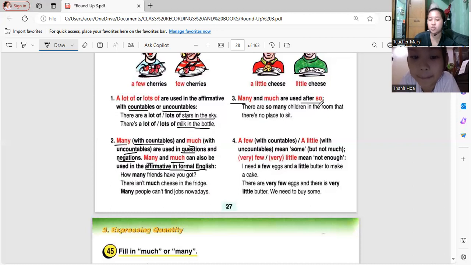Now, let's see if you understand number 3. Many and much are used after so. Okay. Now, can you make your own example with the word so many or so much? You give three sentences. Let's see if you understand how to use many and much after so. Okay, just try to make an example.